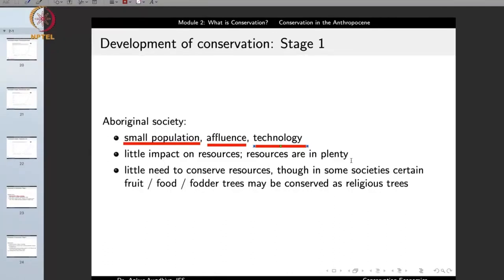So in those days, even if there were some people who wanted to have more and more resources, the technology was not present to enable them to extract these resources from the environment. So the P was less, A was less, and T was less. And so there was little impact on resources, and the resources were in plenty. There was hardly any need to conserve the resources, though in certain societies, certain fruit or food or fodder trees may have been conserved as religious trees.